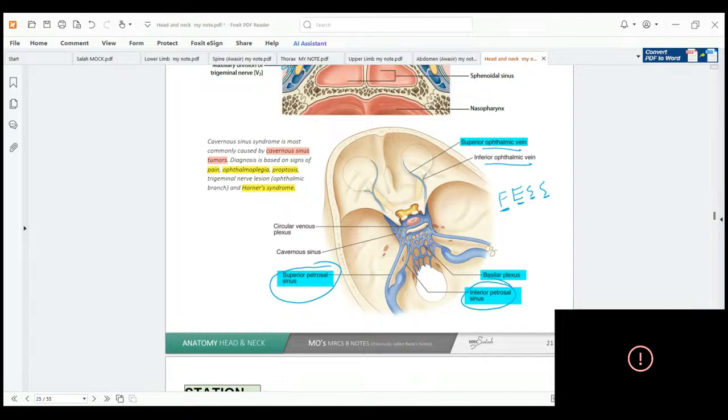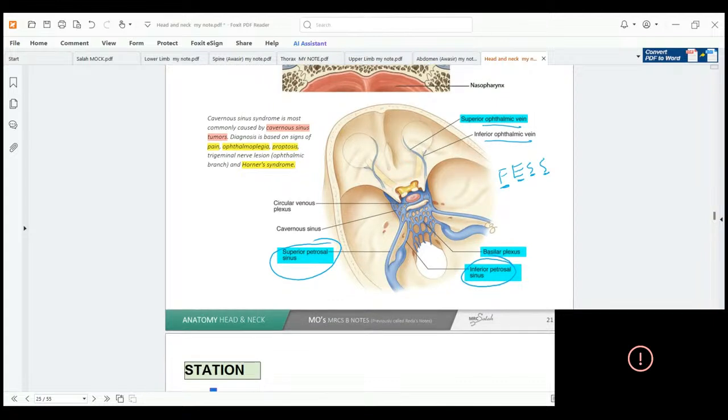Cavernous sinus. From here we will get the superior petrosal sinus and inferior petrosal sinus. The superior petrosal sinus joins with the straight sinus, and they form the sigmoid sinus. The sigmoid sinus with the inferior petrosal sinus drains into the internal jugular vein. This is the basilar plexus.